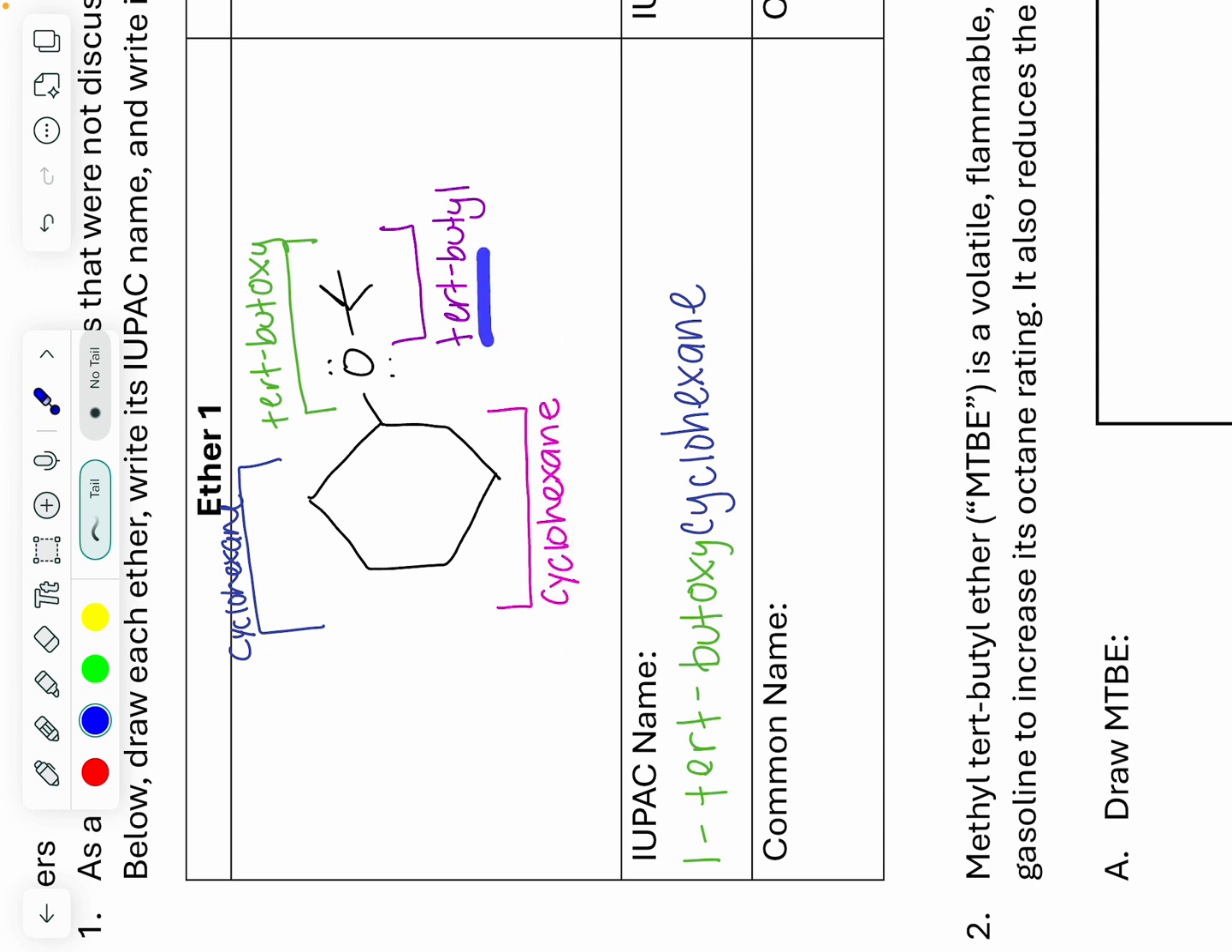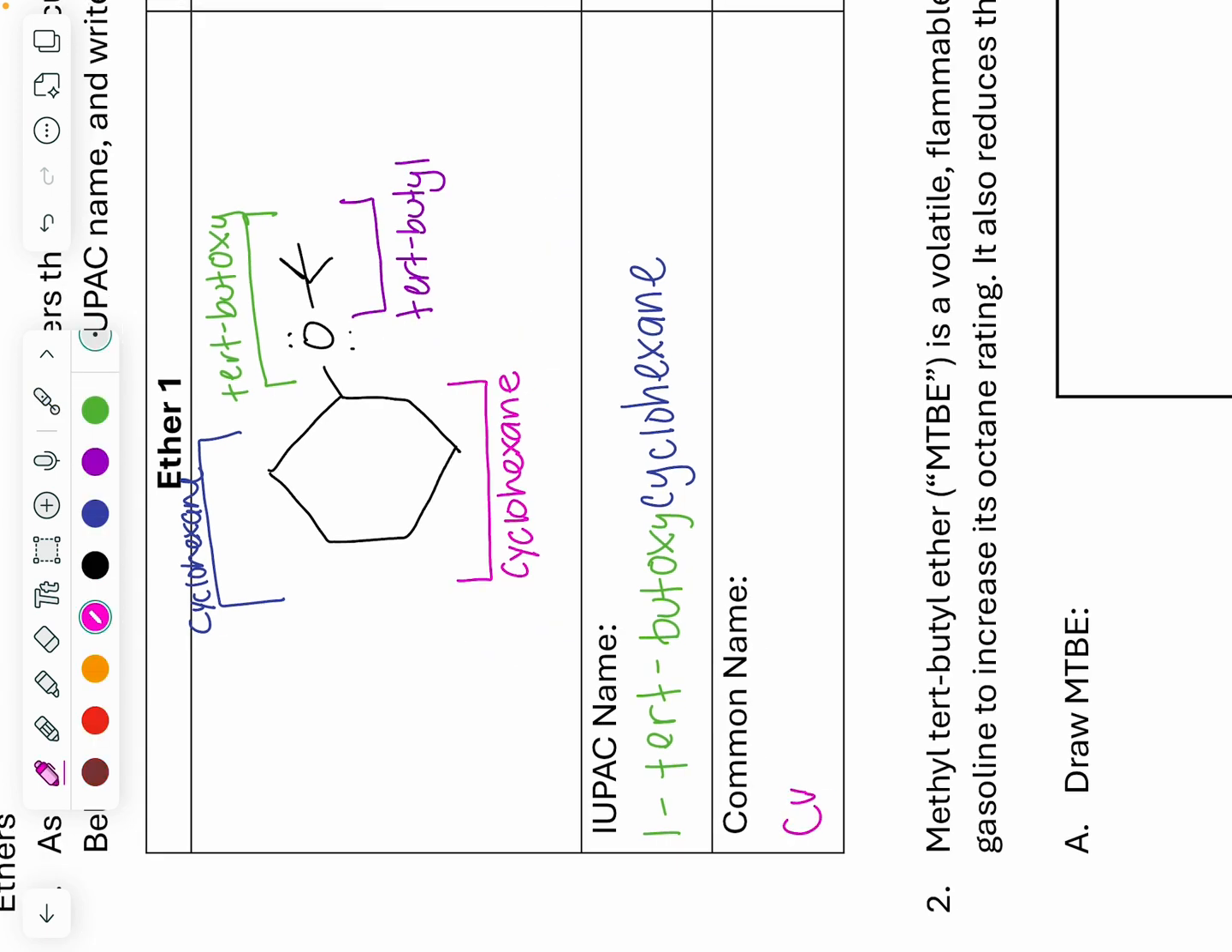Now, to figure out which one of these goes first, we look at which comes first alphabetically, which in this case, C comes before T. So cyclohexane is going to be first, then tert-butyl, then the ether is going to be that parent chain at the end. So if we named this correctly, that's how we would name this molecule: cyclohexane tert-butyl ether.